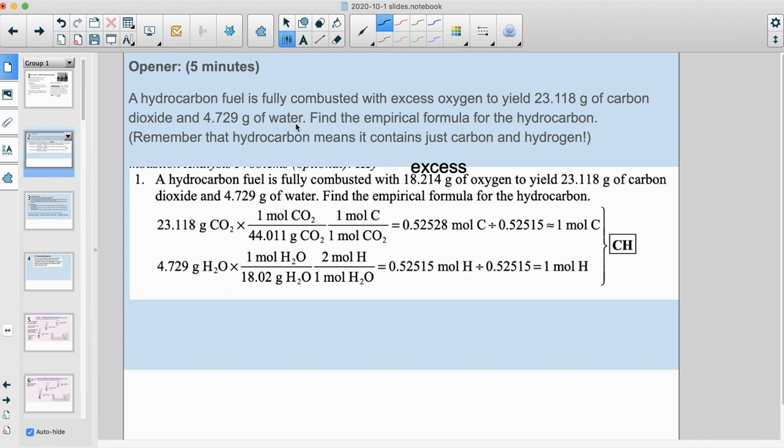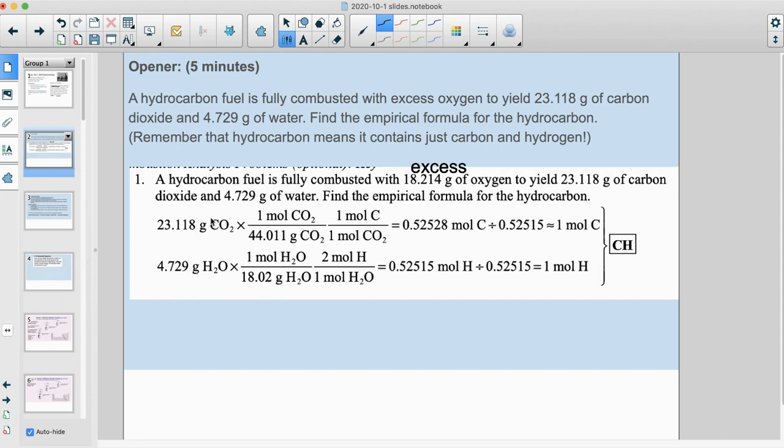So here's the solution for this problem. I changed the problem a little bit and made it an excess, instead of having an actual number for the oxygen, so that you wouldn't have to check whether there was excess oxygen or not. In order to find the empirical formula for the hydrocarbon, we need to find the moles of carbon and the moles of hydrogen so that we can write a mole ratio into the formula.